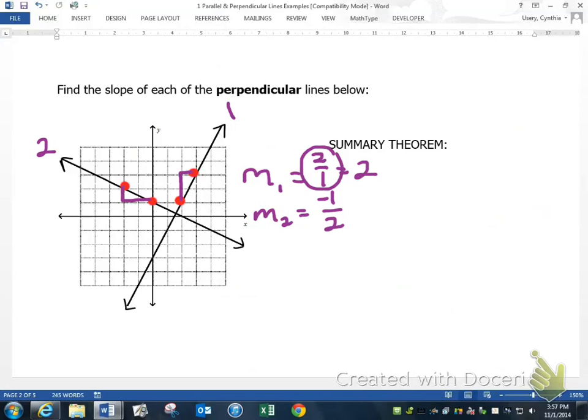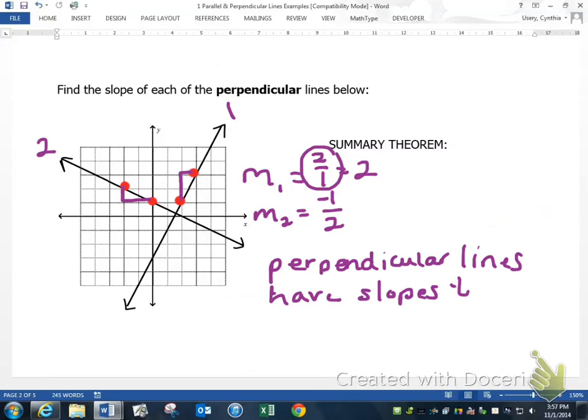So the slopes of perpendicular lines, let's write that: perpendicular lines have slopes that are opposite reciprocals. Okay, and so that's what we need to know about perpendicular lines. Now let's go on and solve some problems with perpendicular lines.